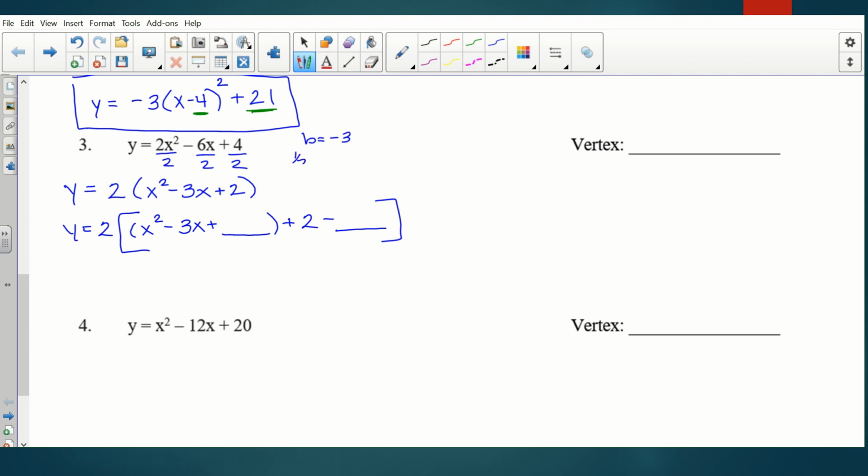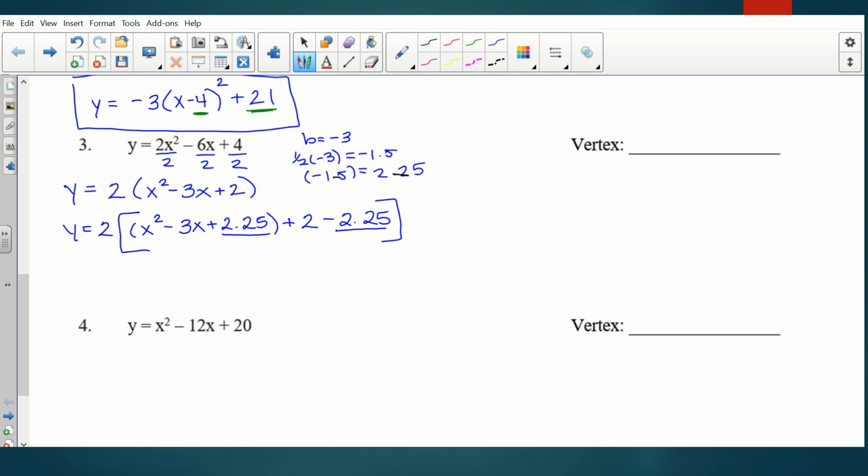All right, so using b is negative 3. Half it gives us negative 1.5. Square it gives us 2.25. Oops, sorry. I'm touching the screen in different spots, so it's causing all sorts of lines to come up. So plus 2.25 minus 2.25. Remember, we're trying to keep this side of the equation balanced. That's why we add inside the parentheses, subtract on the outside.